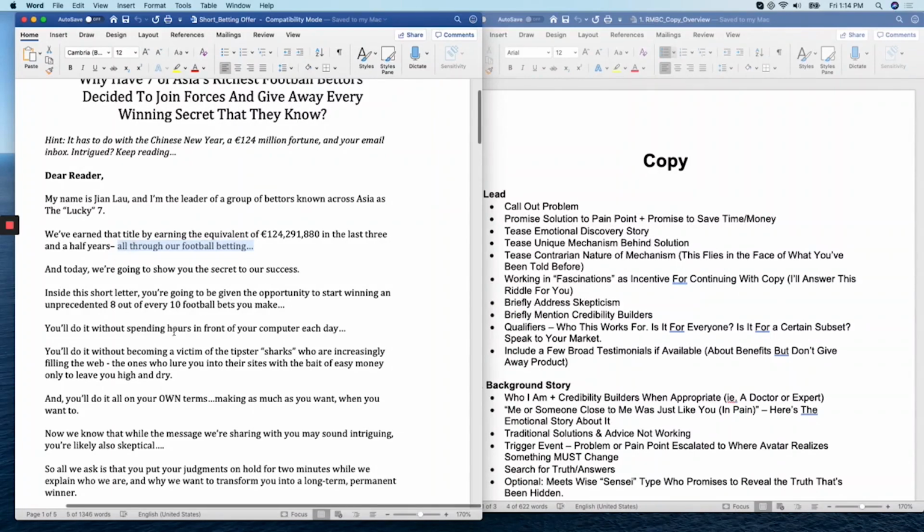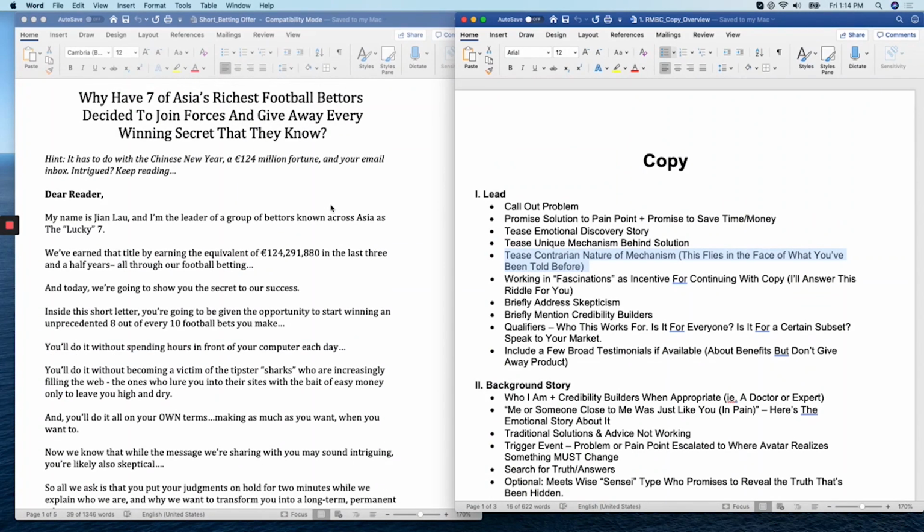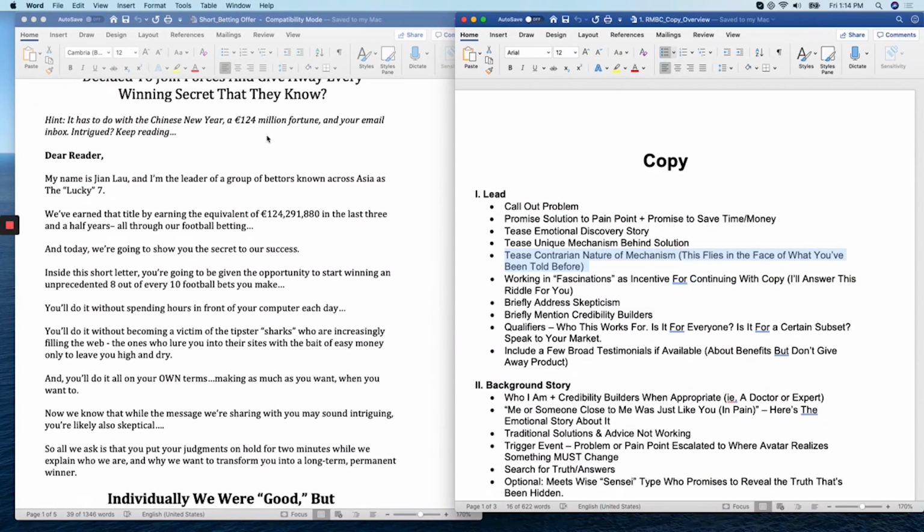Contrarian stuff it kind of does when we talk about not spending time in front of your computer, not using sharks or tipsters, things like that. So it does have a contrarian aspect. No fascinations, although the headline itself is kind of a fascination. It's very curiosity intense, right? And by the way, there's specificity too, right?